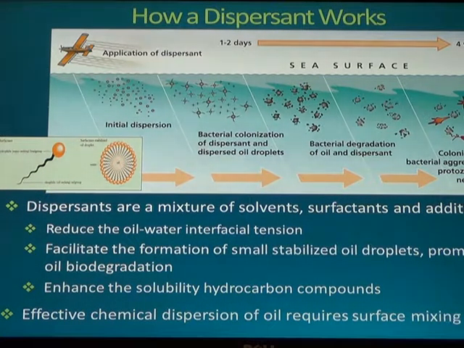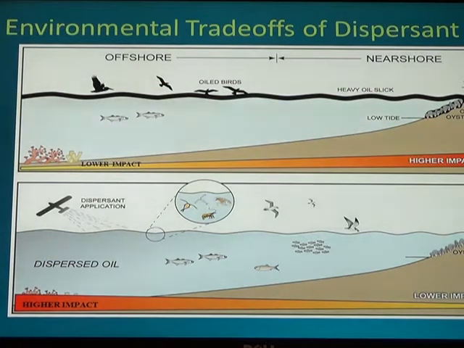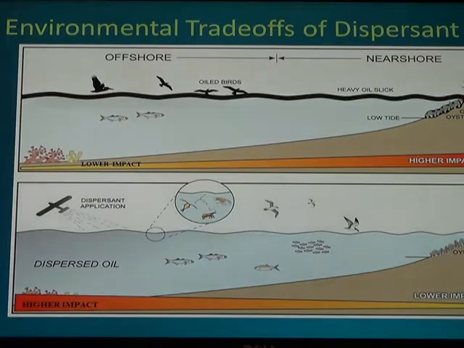But chemical dispersion is only effective if you have that mixing energy, wind and waves, to mix that oil into the water column. If it's very calm, it's much more difficult to get that mixing, and that was one of those things that Matt talked about that we look for when we make that decision on whether or not to use them. He talked a little bit about environmental trade-offs.